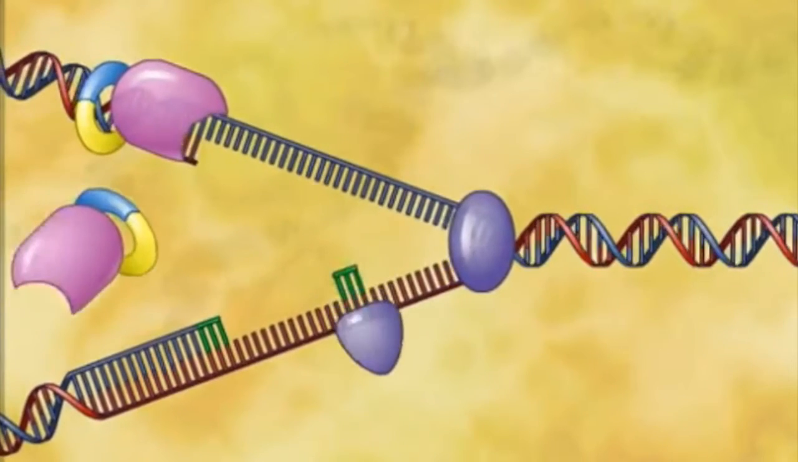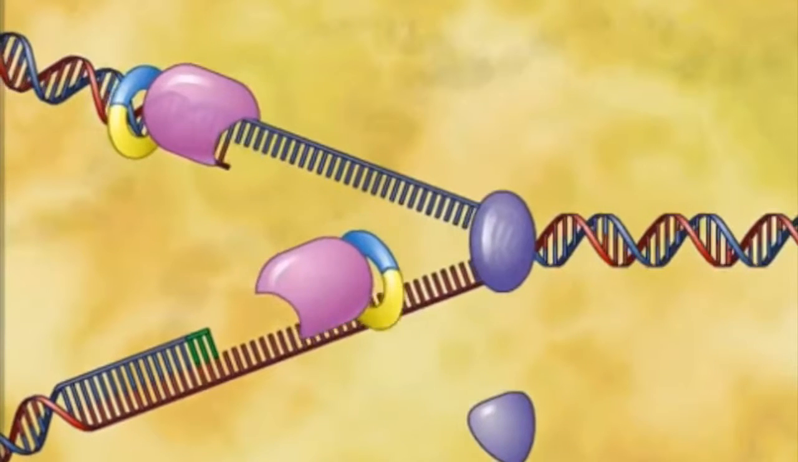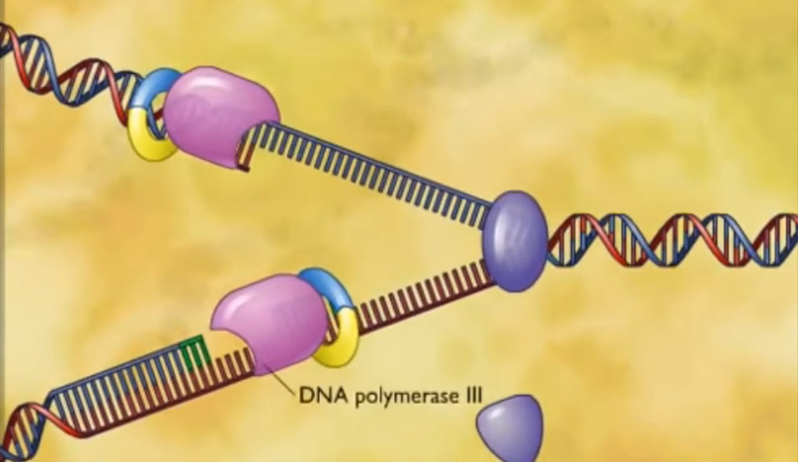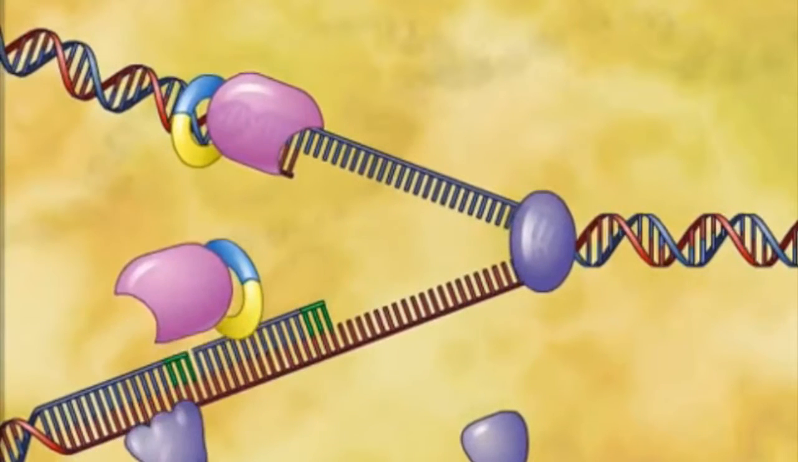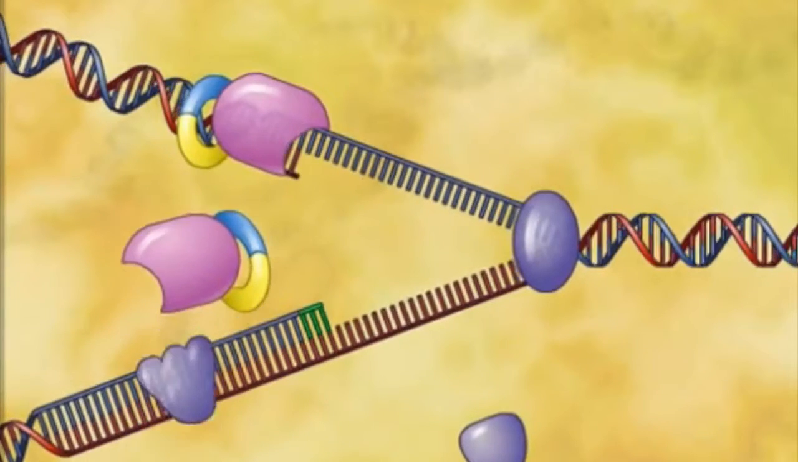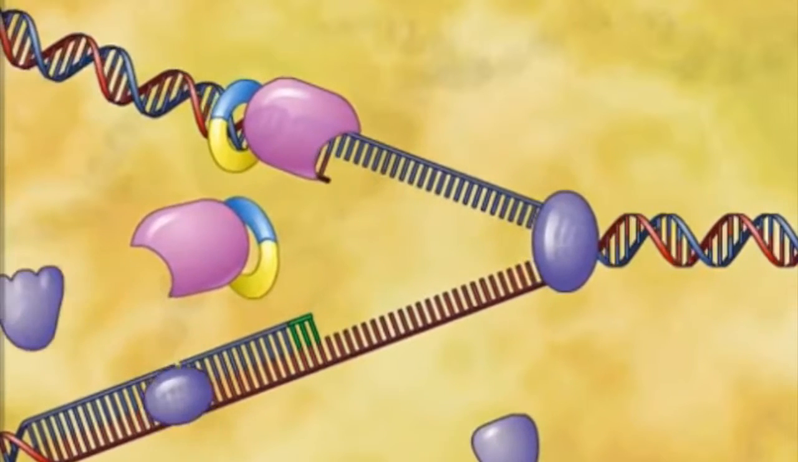This is how the lagging strand is made. In the strand, there are a series of segments that are called the Okazaki fragments. Polymerase III lays down the new DNA on the lagging strand, and the DNA polymerase I replaces the RNA primers with DNA.